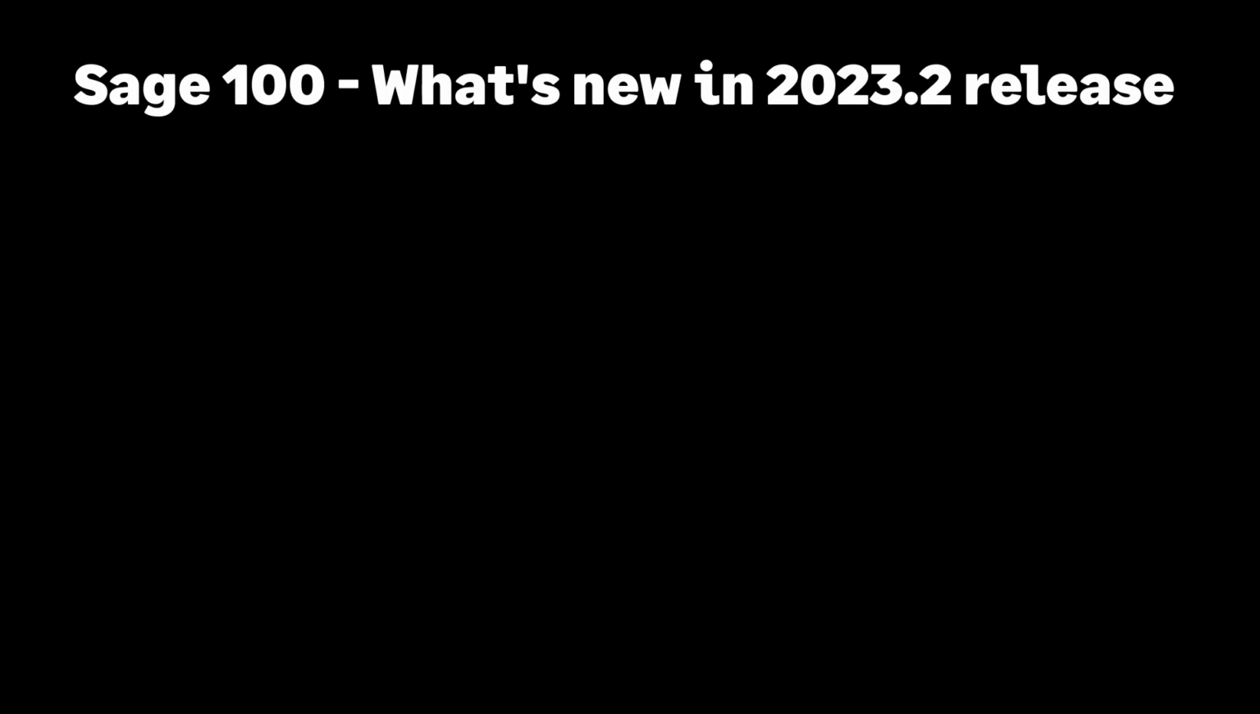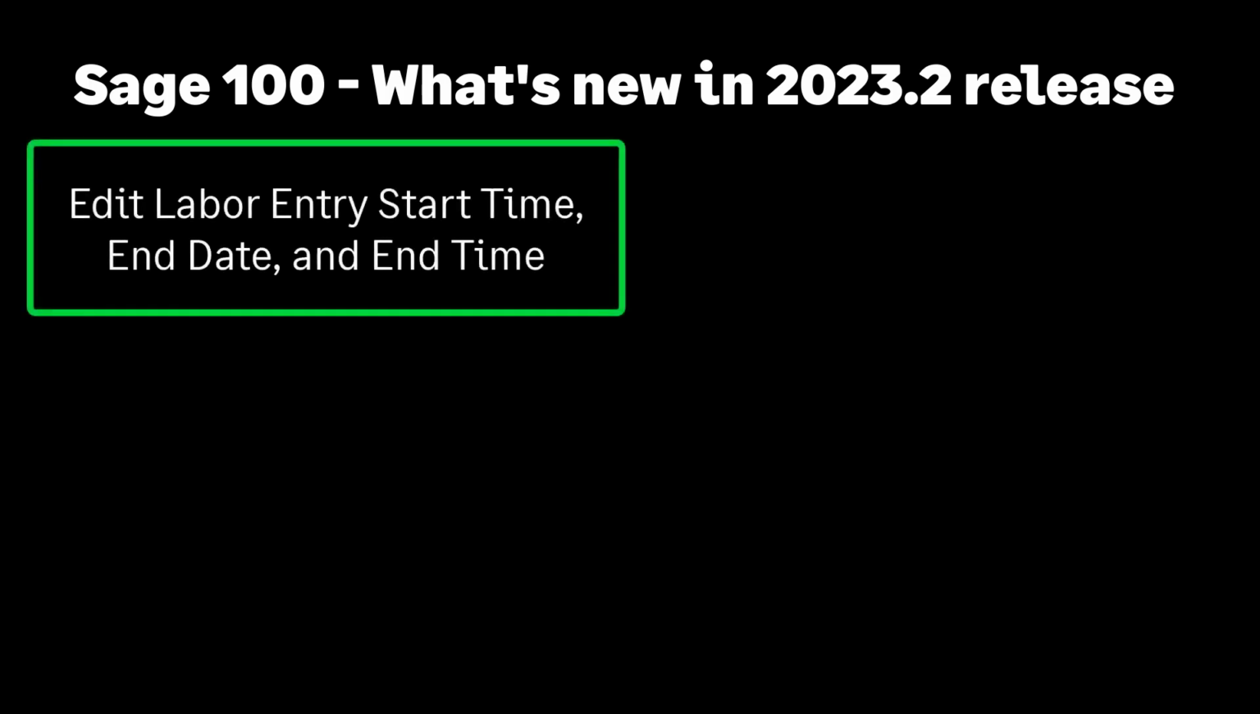Welcome to this video on the new features found in Sage 100 version 2023.2. We have two new features affecting Production Management module and one for our development partners. First, in labor entry, you will be able to edit start time, end date, and end time.